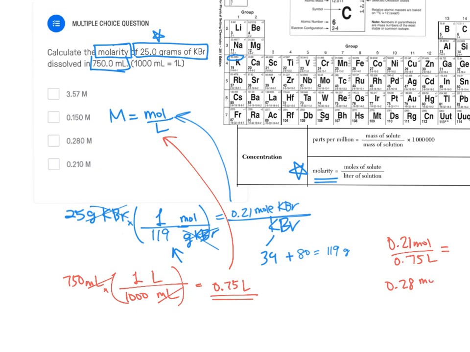0.28 moles per liter. Again, the unit of moles per liter could also be written as molarity, M. So the correct answer is the third one. Okay, so that was the answer.